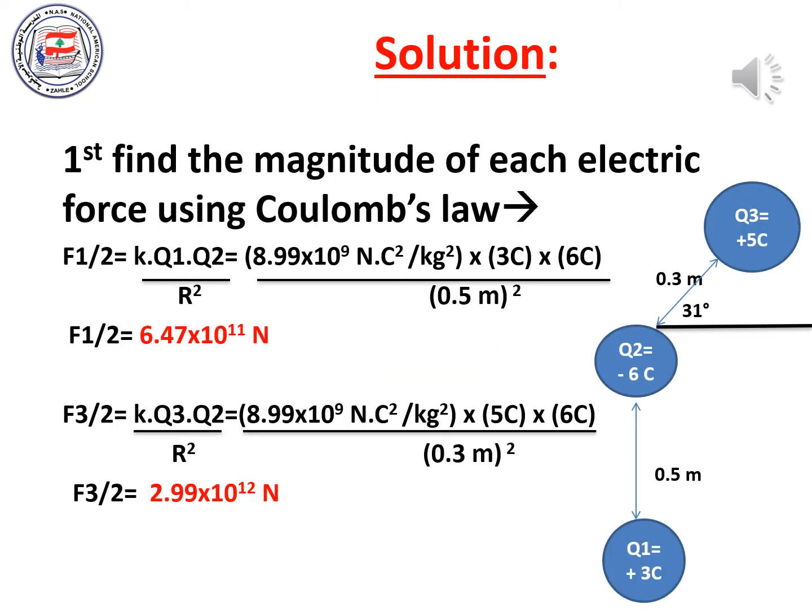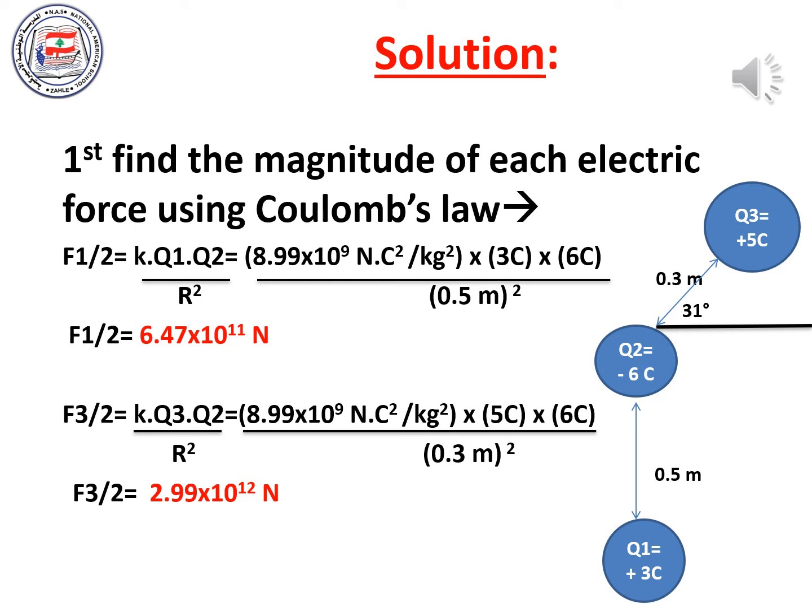In order to solve such a problem, first we need to find the magnitude of each electric force using Coulomb's law. So here in this problem, we need to find the total electric force acting on charge 2. So we need to find the magnitude of all the forces acting on charge 2. In this example, we have charge 3 exerting an electric force on charge 2, which is attractive because they are positive and negative charges. They are different charges. And charge 1 also exerts an attractive force on charge 2 because they are positive and negative. So first we find the electric force exerted by charge 1 on charge 2.